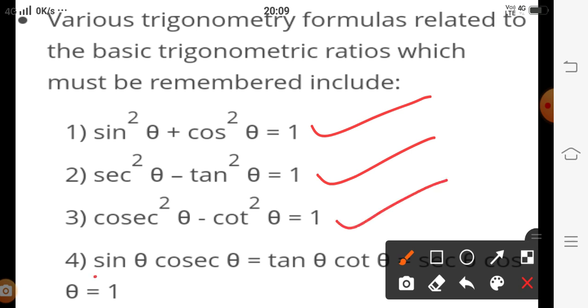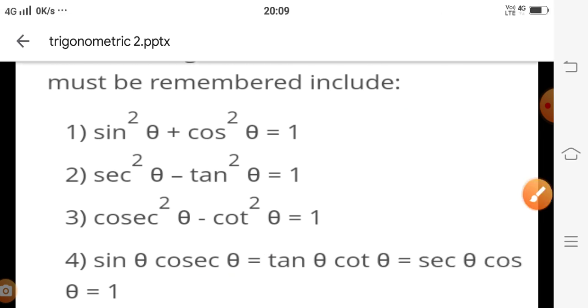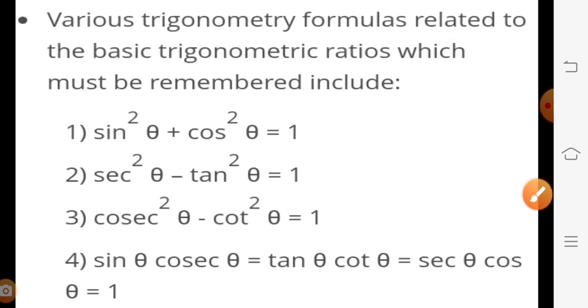And if you are multiplying sine theta and cosec theta, these two are reciprocal of one another, then we are getting 1. Same for tan and cot, and same for cos and sec. The product we are getting as 1. Sin theta into cosec theta is 1. Tan theta into cot theta is 1. Sec theta into cos theta is 1.